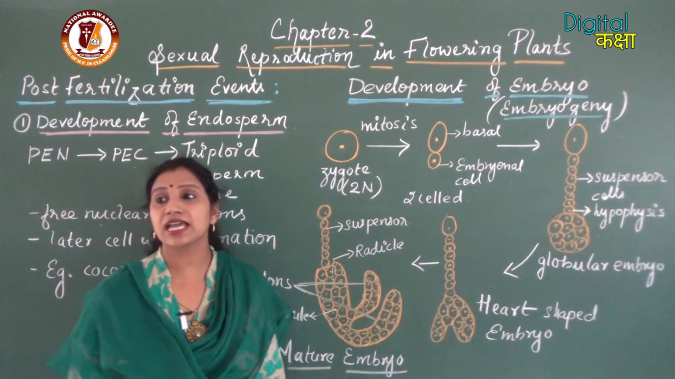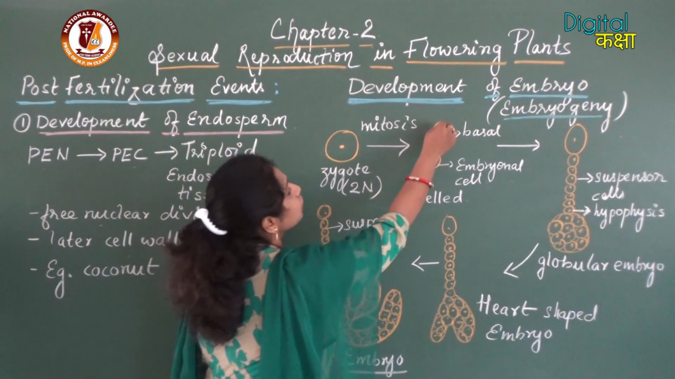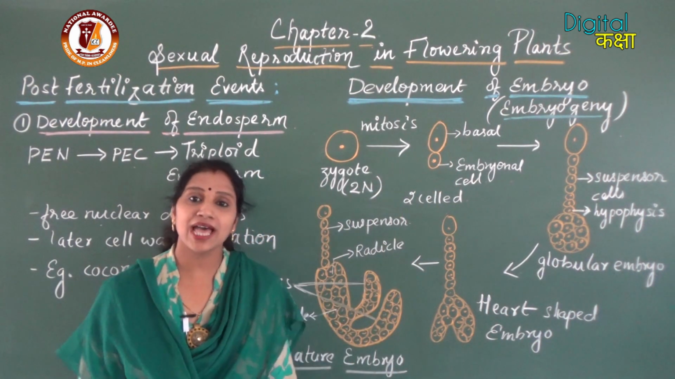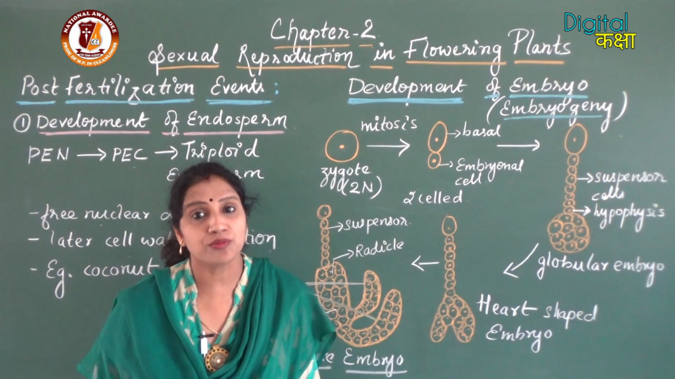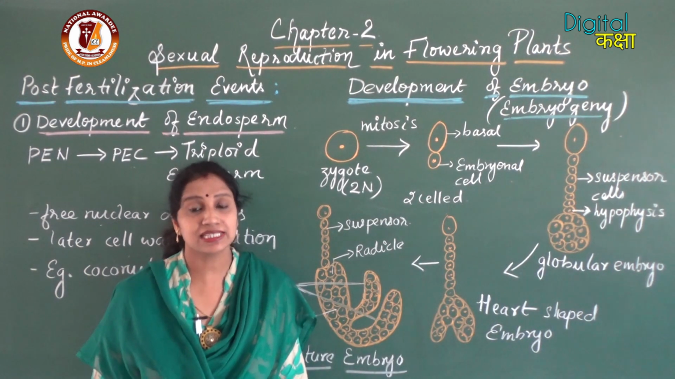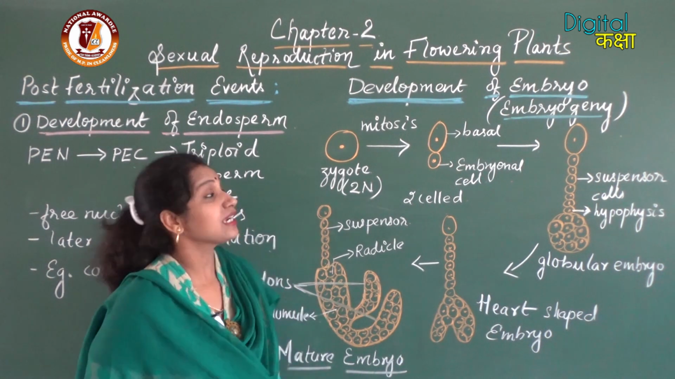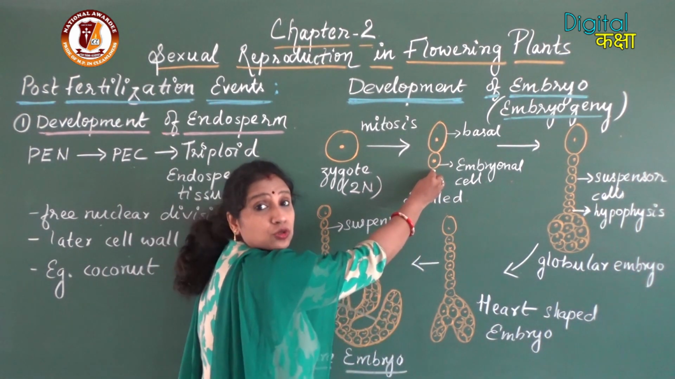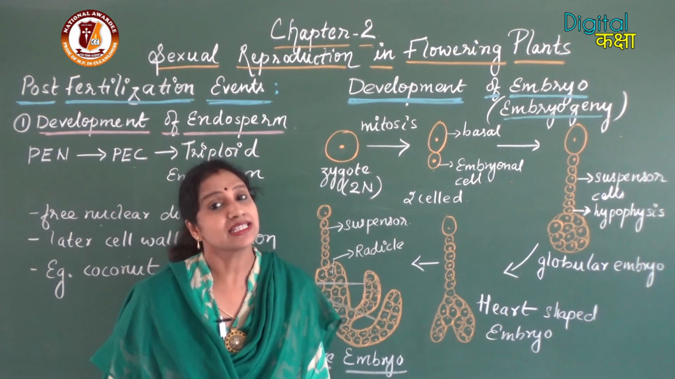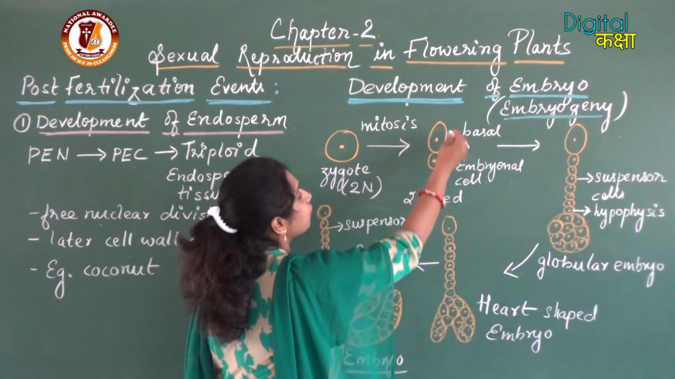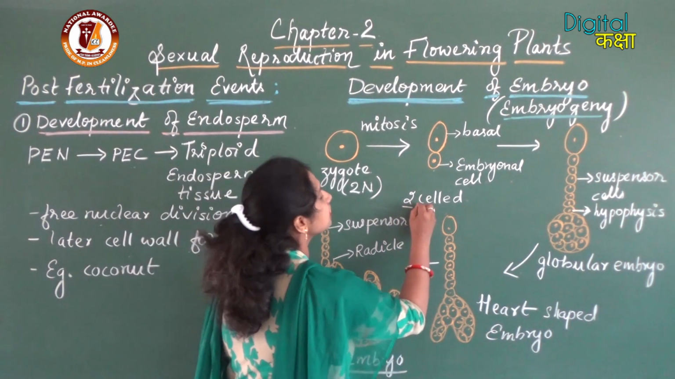So the single cell zygote will undergo mitosis cell division to form two daughter cells. You all know that as a result of mitosis, two daughter cells are formed. But here in this case, asymmetric mitosis division occurs. That means it results in formation of two daughter cells, and these two daughter cells differ in size. That means one large cell is being formed and one small cell is being formed, and this is the two-celled stage.